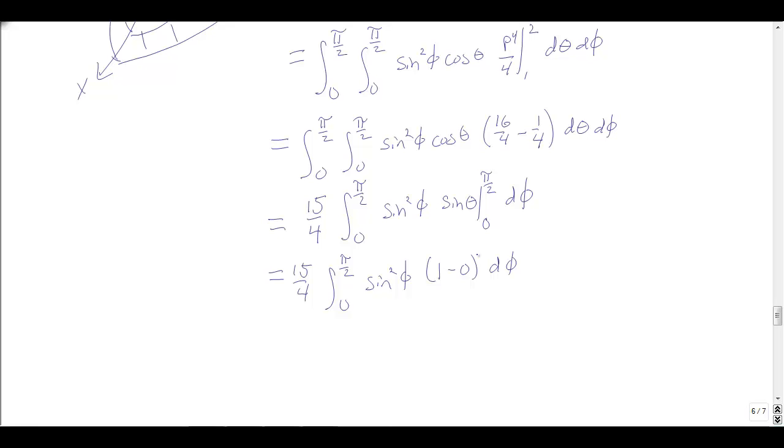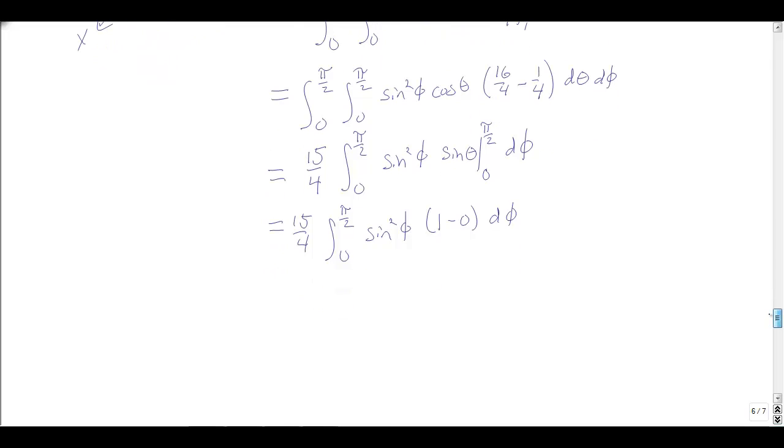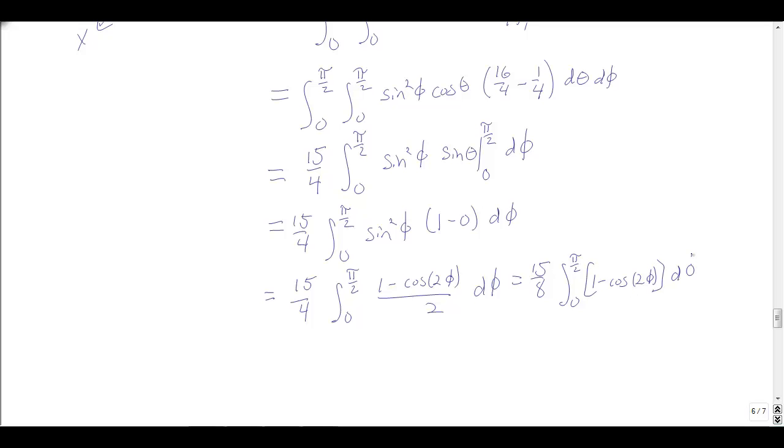It's multiplied by 1. So we just have to integrate sine squared phi, which we did on the last question, or the same type of integral. The trick is, again, you replace sine squared phi with 1 minus cosine 2 phi over 2. That's a trig identity. And now you have things you can integrate. So you get 15/8 integral 0 to pi over 2, 1 minus cosine 2 phi d phi.